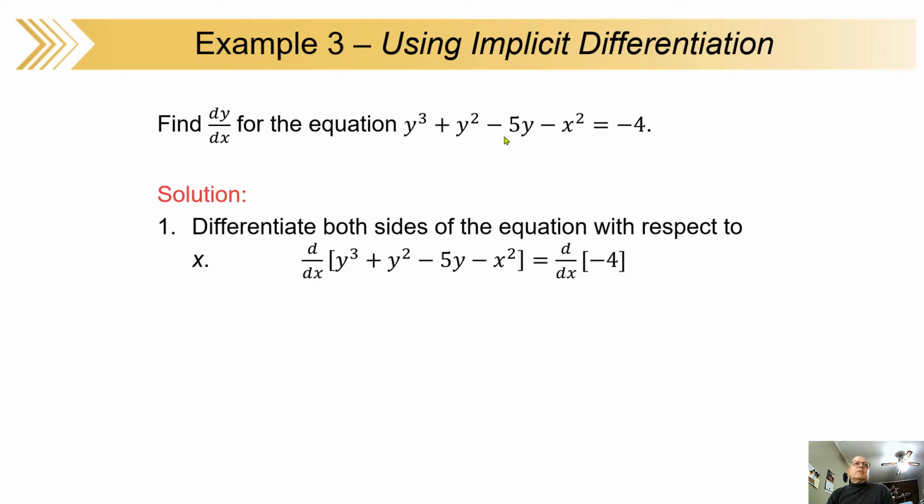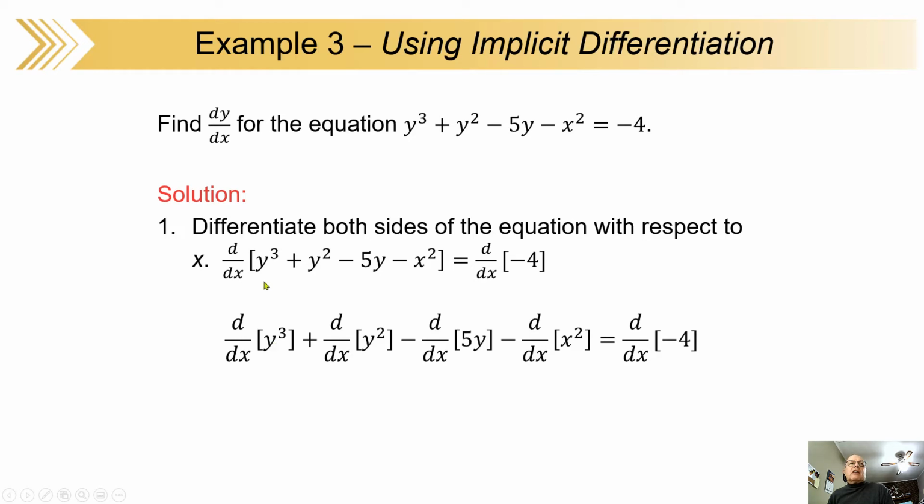So, you're going to differentiate both sides with respect to x. So here's your expression. And there's the -4 on the right-hand side. You're going to differentiate both sides. Split them up. Do each term individually. So you're going to take the derivative of y cubed, of y squared, of minus 5y, and also minus x squared. Now on the right-hand side, since -4 is a constant, the derivative is 0.